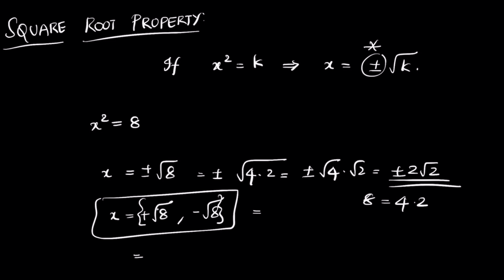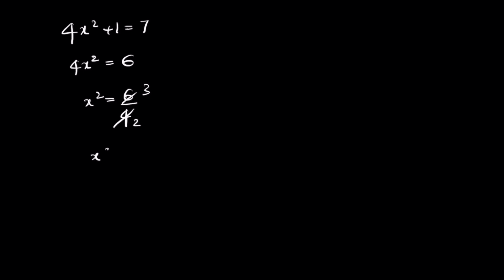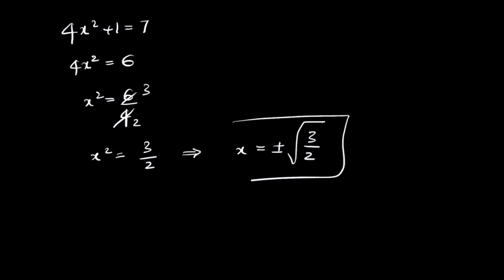So try another problem that looks similar to this. Let's say we have 4x square plus 1 equal to 7. When you solve this, you have 4x square equal to 6, x square equal to 6 by 4. So 2 2's, 2 3's. So x square becomes 3 by 2. From the property, we have x equal to plus or minus under root 3 over 2. So this is the answer for the question.